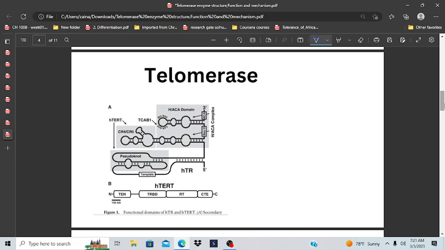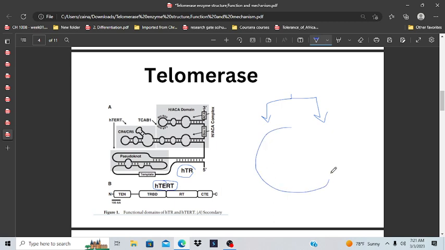So we'll take a look at what telomerase looks like. The telomerase enzyme has two parts, of which one is called the TERT part. This is the catalytic protein. So we call it telomerase reverse transcriptase. And this is the telomerase RNA. So it has an inbuilt RNA template.